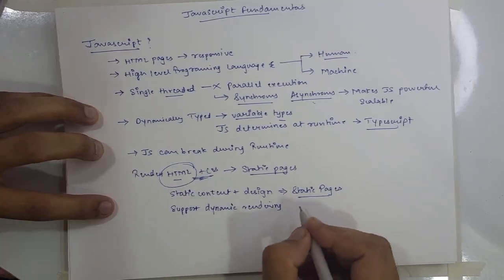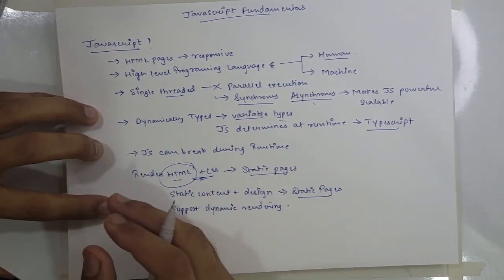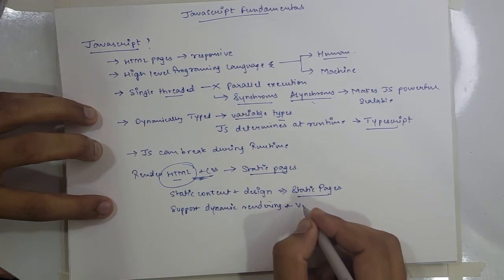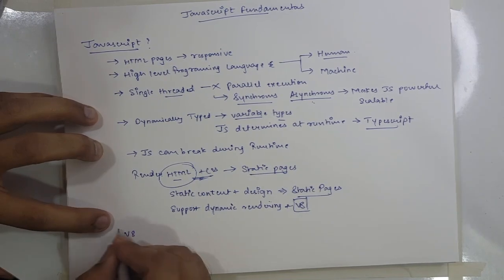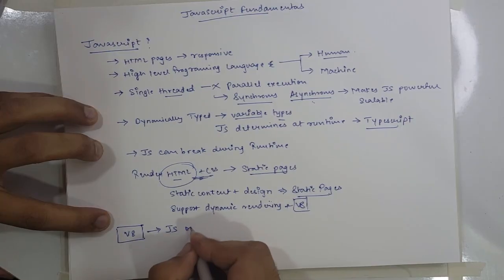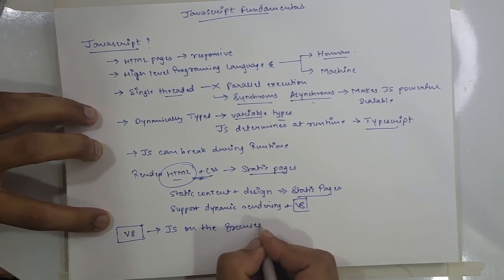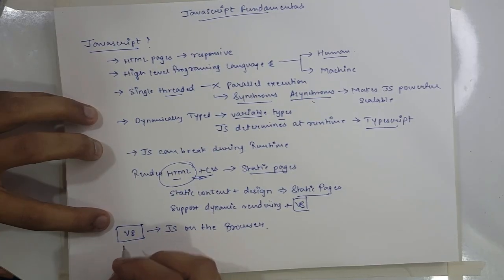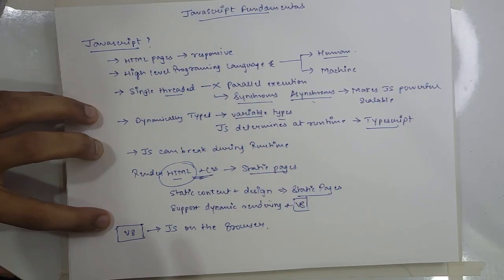For this, it was very important to have something that can run code on the browser and think logically. So Google came up with its V8 engine. V8 engine is something which executes JS on the browser. In short, the V8 engine is responsible for executing JavaScript.